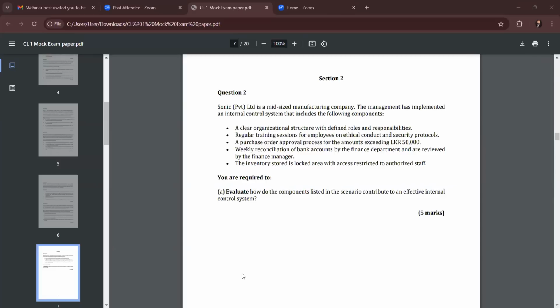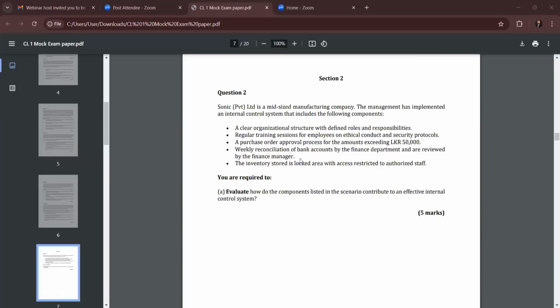Weekly reconciliation of bank accounts by the finance department, reviewed by the finance manager. When you prepare bank reconciliations, you can identify unreconciling items, fraud, errors, mistakes. That will ensure a proper control system. The inventory store is locked with access restricted only to authorized staff. What is that? Which kind of a control? Locked doors. Physical controls. Locked doors, not IT controls, Naomi. It's physical controls.